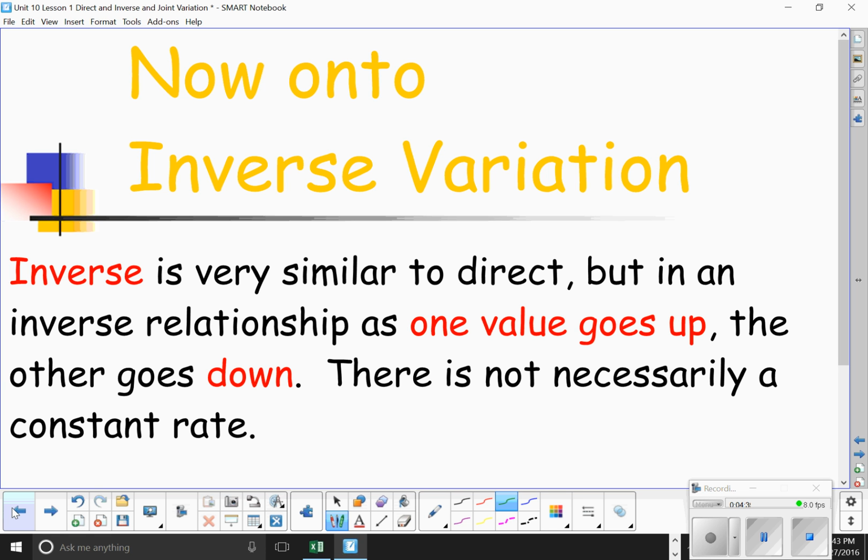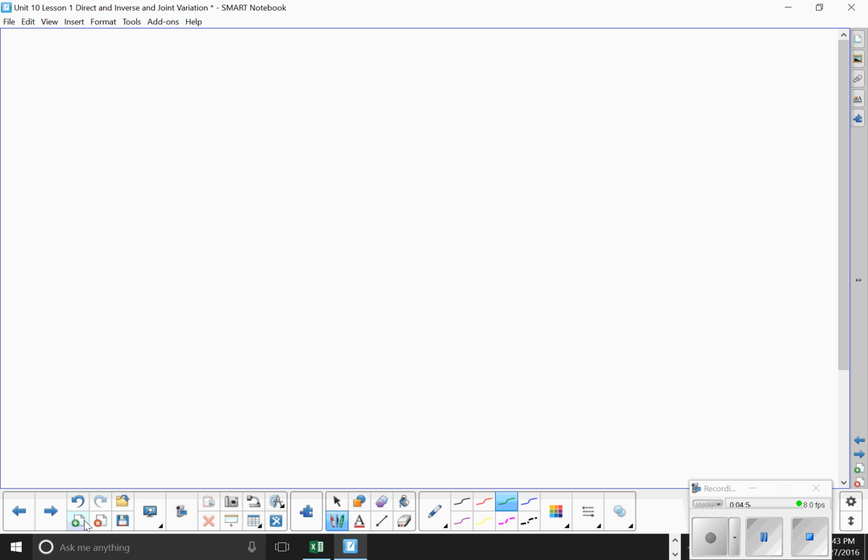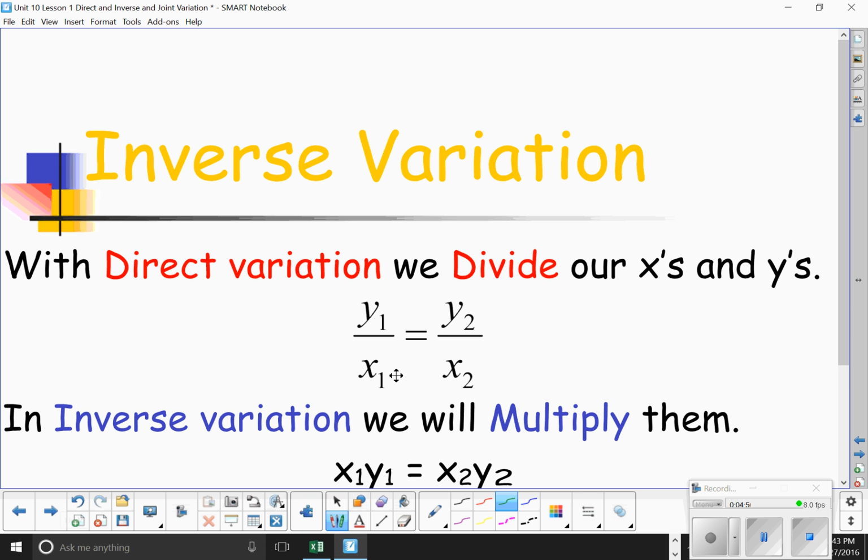One real quick thing, when you look back at that, remember that the other one was y equals kx. k is essentially the slope. The y-intercept is the origin. Here, inverse variation does not go through the origin, and we'll see why in just a second.